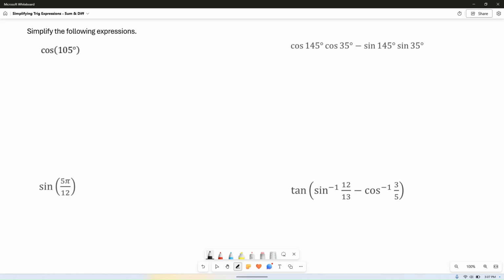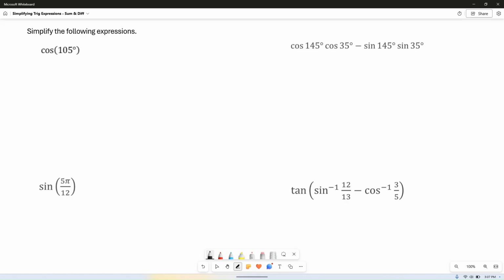Let's look at simplifying some expressions involving our sum and difference identities. In this first example, we want to evaluate the expression cosine of 105 degrees. Without using technology, we're going to have to resort to using the unit circle. But unfortunately, 105 degrees is not one of our unit circle angles.